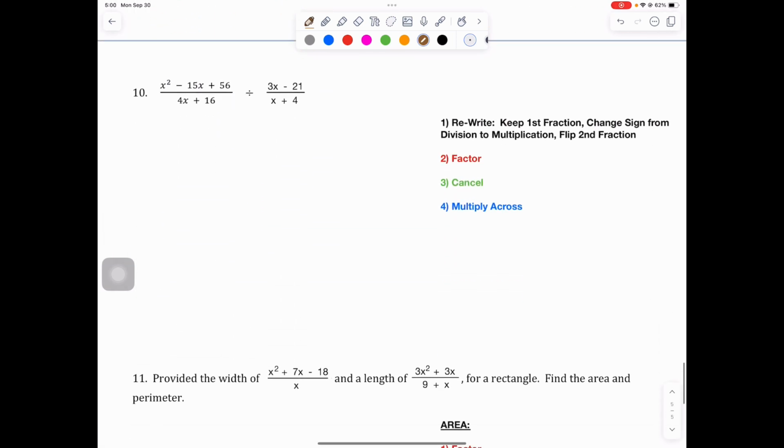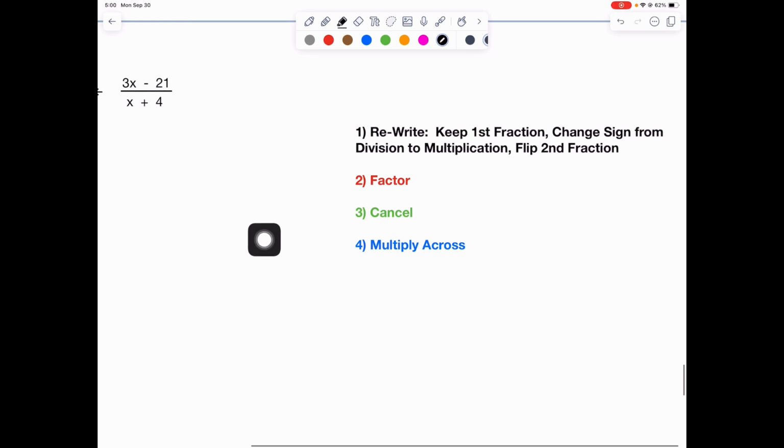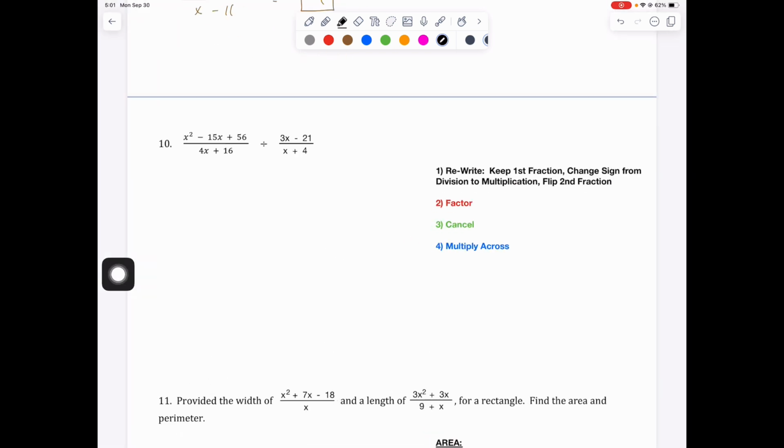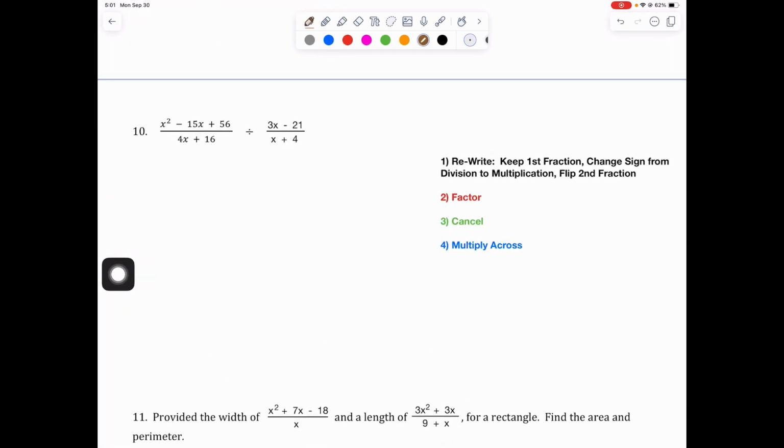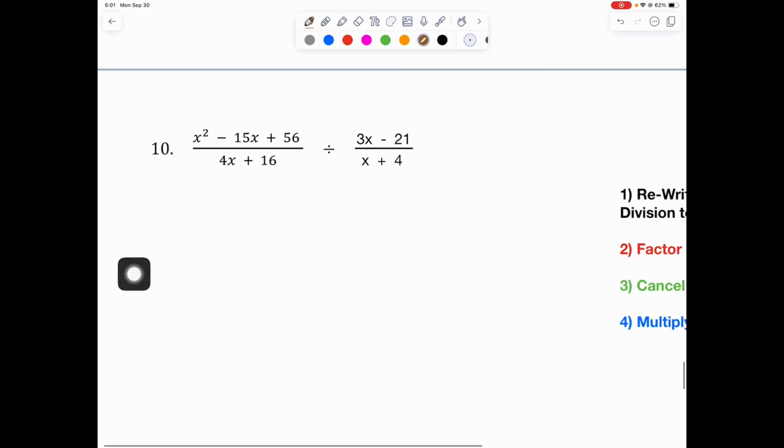All right, moving forward to number 10. Not so bad so far. Let me switch my highlighters here. We need to rewrite: keep the first fraction, change the sign from division to multiplication, flip the second fraction. I think I missed something here too. Our x plus 4, no, that's perfect. My bad, it must have been on a different one. Let me take a look, though.